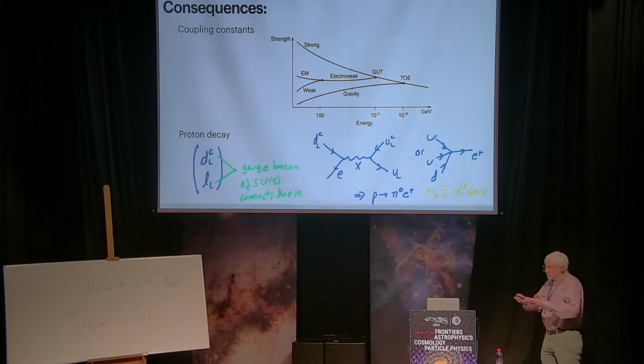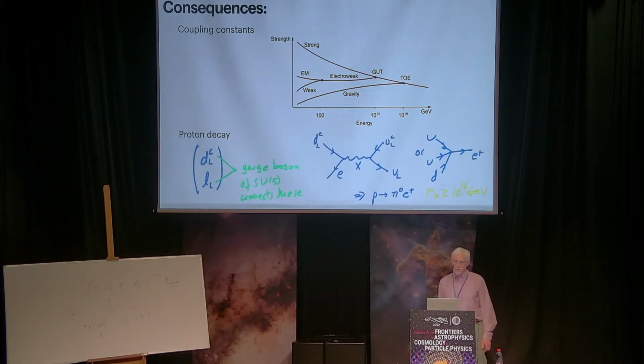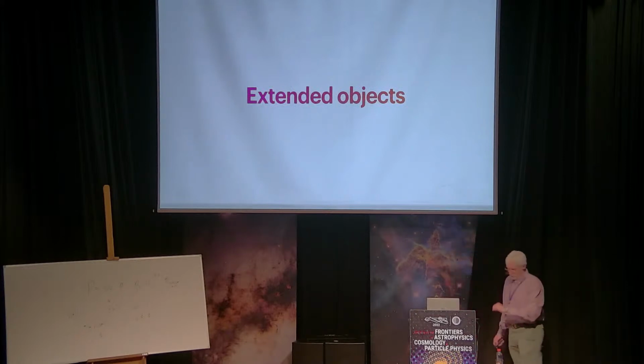So it's kind of interesting that it all hangs together, that the unification scale is comparable to the mass that we get from experimental bounds on the lifetime of the proton. And people are still looking for a proton to decay, but it doesn't want to. Okay.